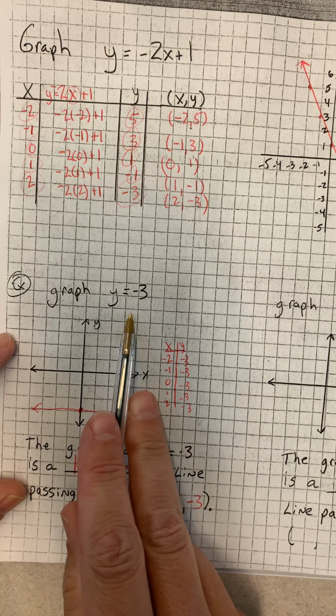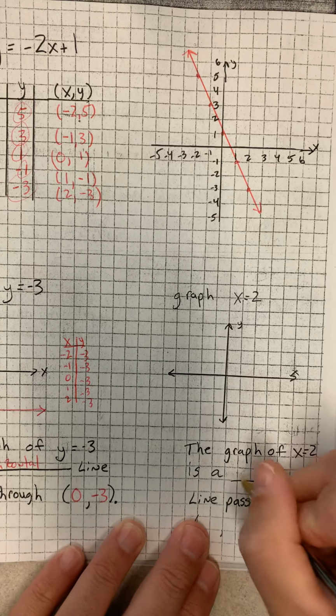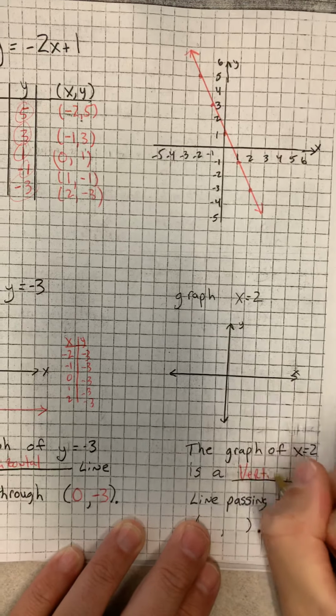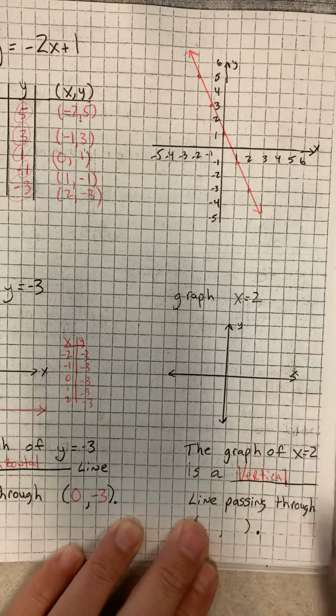We need to memorize this. Think of this any way possibly you can. But the line y equals negative 3 is a horizontal line passing through the point 0, negative 3 on the y-axis. On the flip side of that, I have something that is x equals 2. The graph of x equals 2 is a vertical line that passes through the point 2, 0.